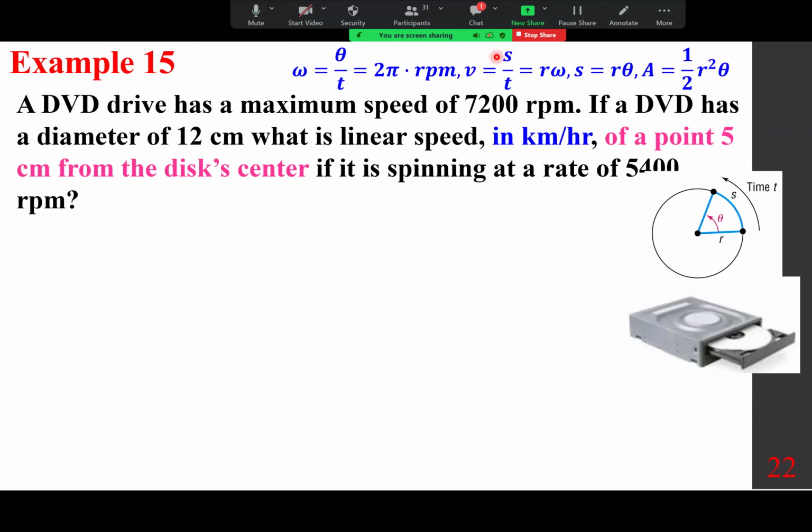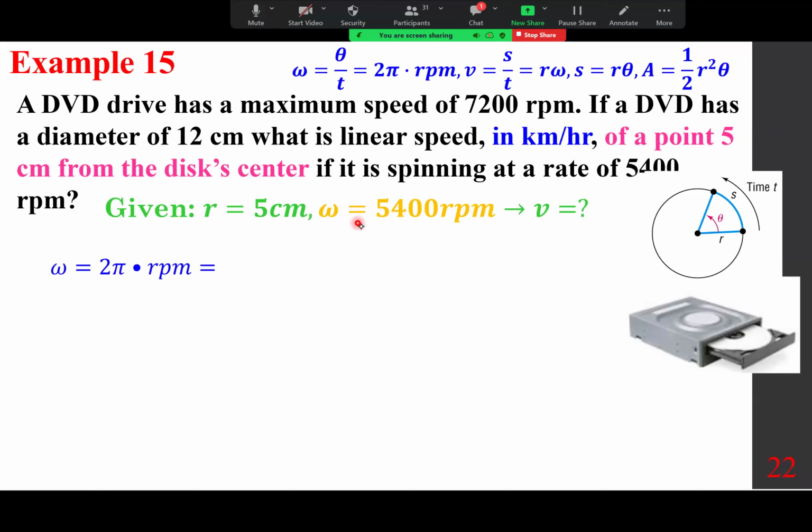This is the maximum speed, but we are looking at 5,400. So omega is 5,400 RPM. V is missing. So first and foremost, we take care of the omega. Remember it's RPM, we have to multiply it by 2 pi to make it radians. So we multiply by 2 pi, we get 10,800 pi radians per minute.